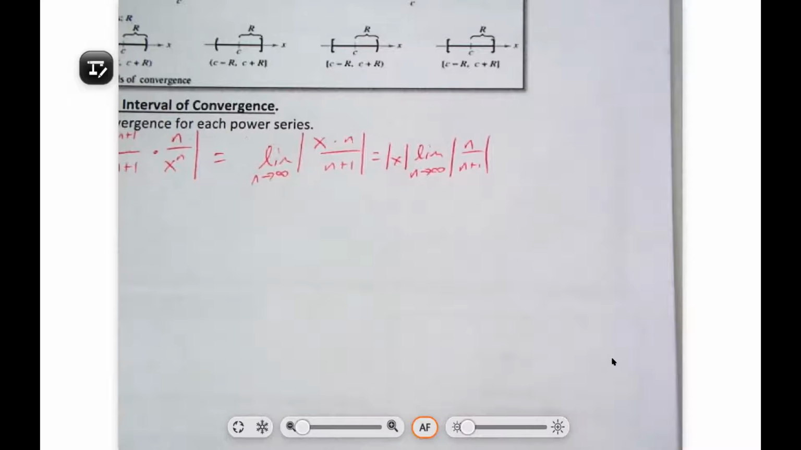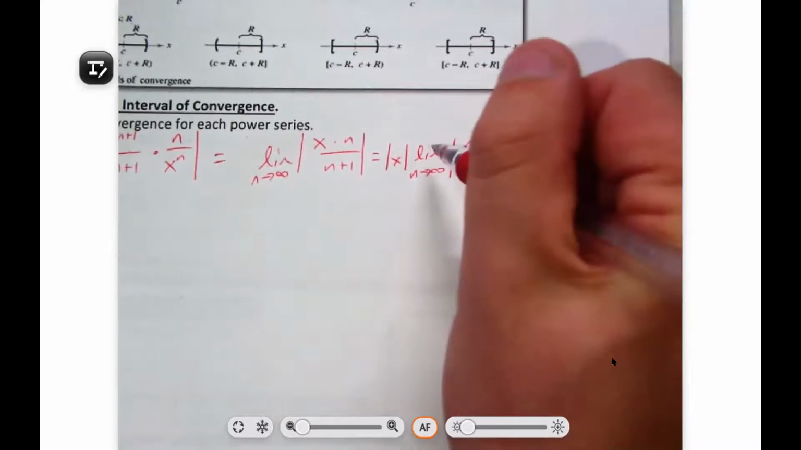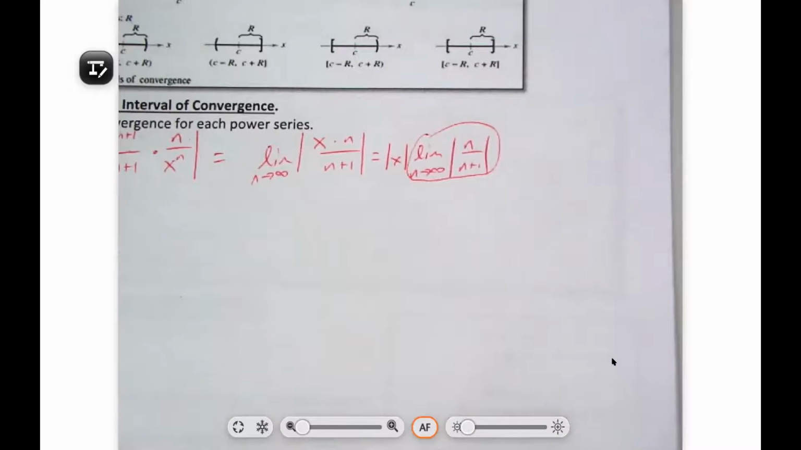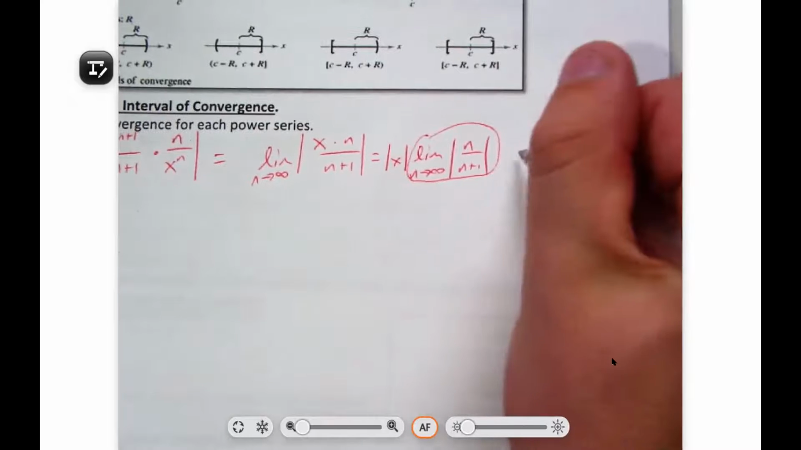And now we're just analyzing the limit of n over n plus 1 as n goes to infinity. What does this limit equal? It's just 1. Those are your horizontal asymptote rules. That limit is 1, which means this whole thing equals the absolute value of x.